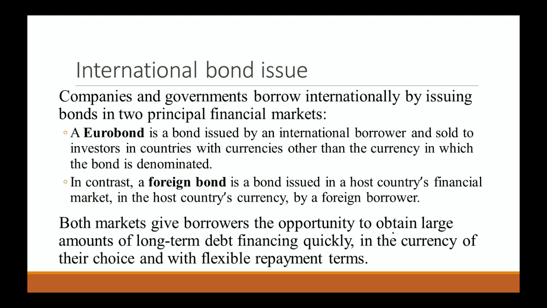It is possible to purchase bonds or to sell bonds in foreign markets. And so we have two different definitions here. First is a euro bond. A euro bond is a bond that is issued by an international borrower and sold to investors in countries with currencies other than the currency in which the bond is denominated. So an example of this would be perhaps a company in France selling bonds to investors in Mexico. They don't have the same currency.